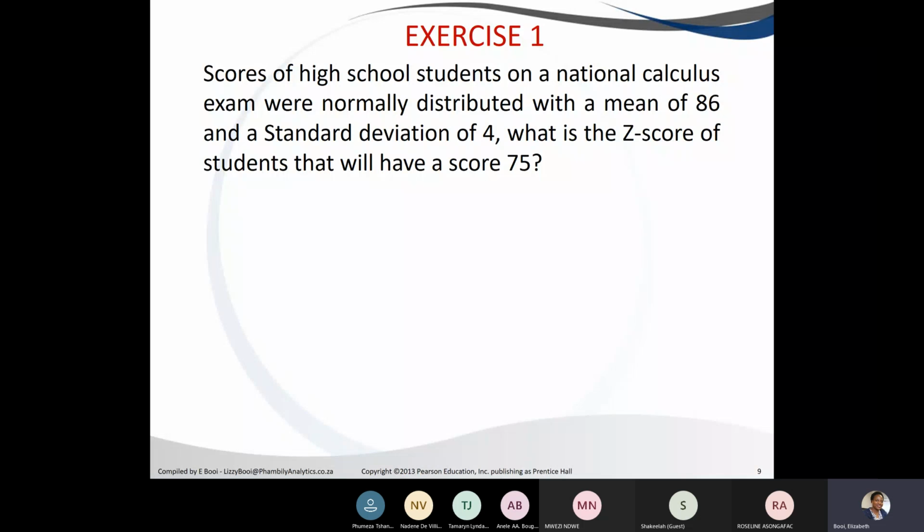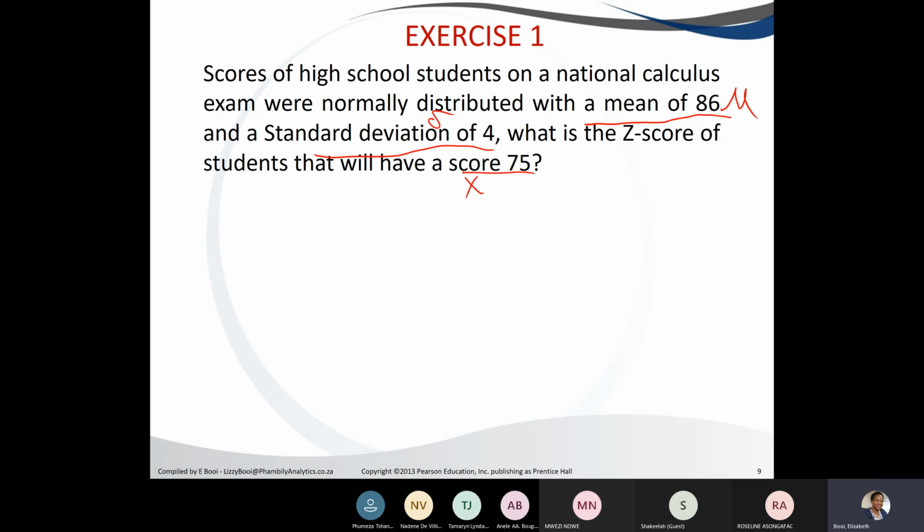It says, the scores of high school students on a national calculus exam were normally distributed with the mean of 86 and the standard deviation of 4. What is the score of students that will receive a high score of 75? So we need to calculate the Z-score for the X of 75. We need to first go to the question and identify what we are given. We know that is the mean, that is the standard deviation, and this is our X.